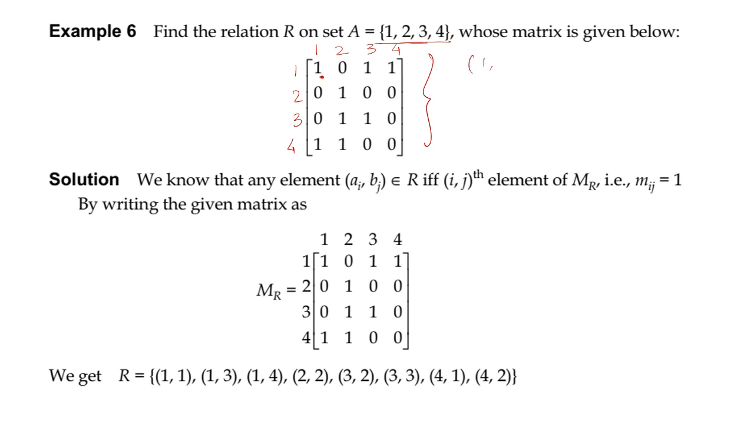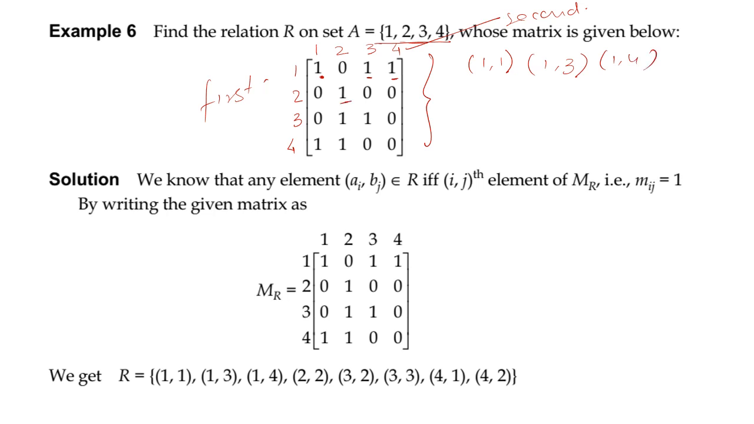So I'll have a pair at 1, 1. There's an intersection at 1 and 3, so I'll have an element 1, 3. This is the first element of the pair, and this will give me the second element of the pair. Similarly, this will be the 1, 4.